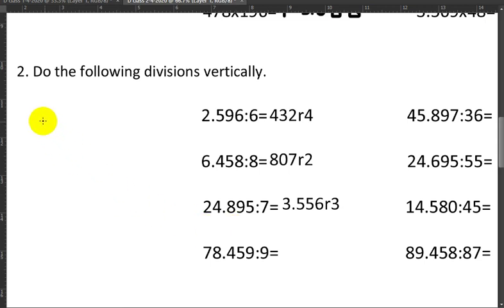Next up, our final division with a one-digit divisor. 78,459 divided by 9. I start off by saying 9 into 7 goes 0. It doesn't go into 7. So 9 into 78 goes 8 times. 8 by 9 makes 72.